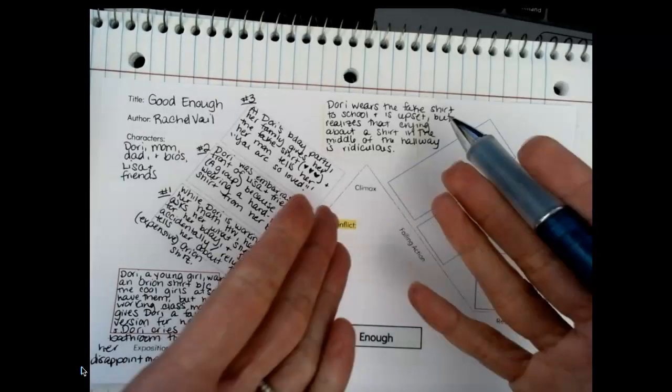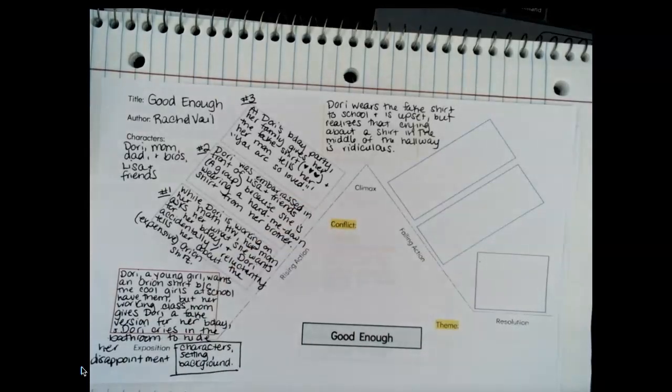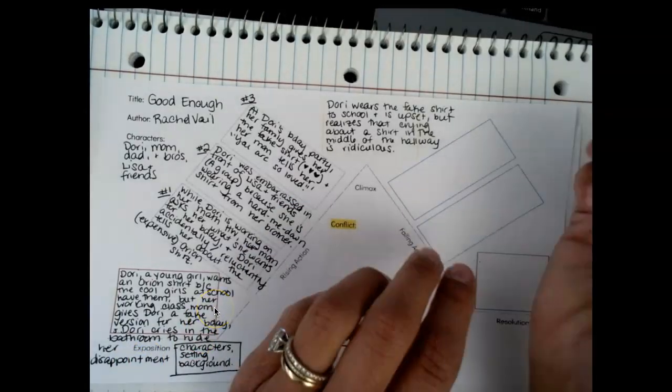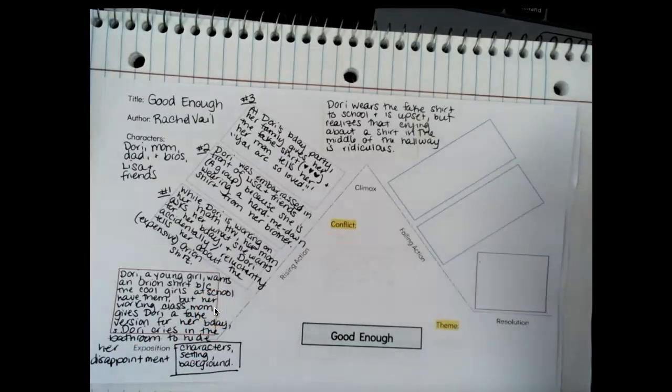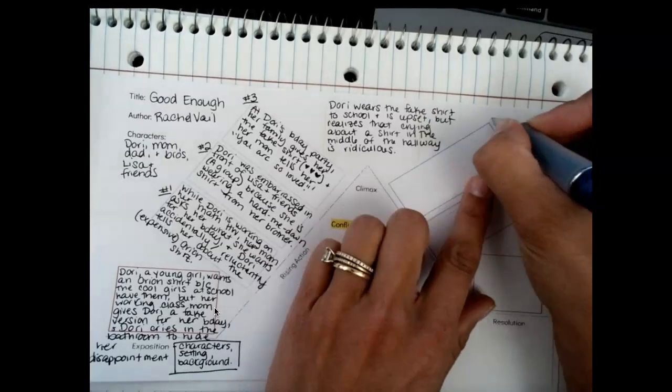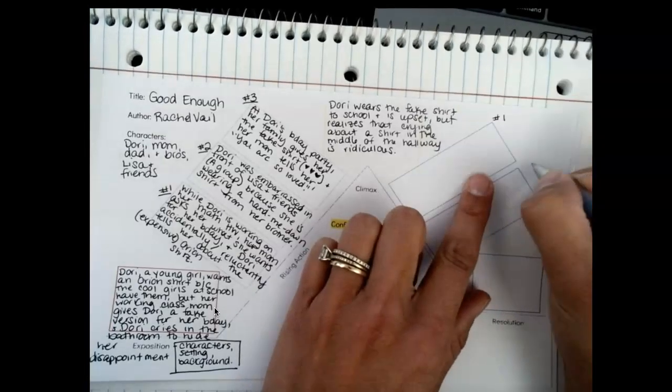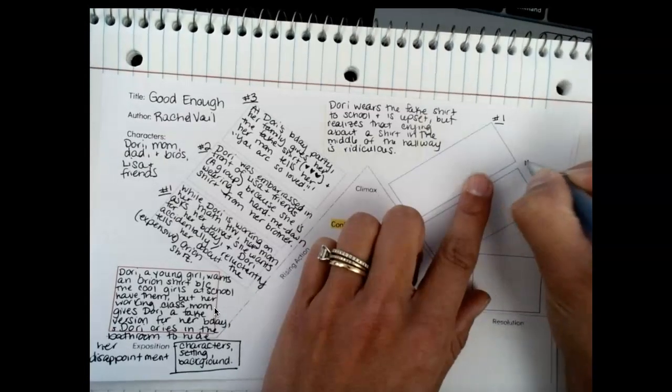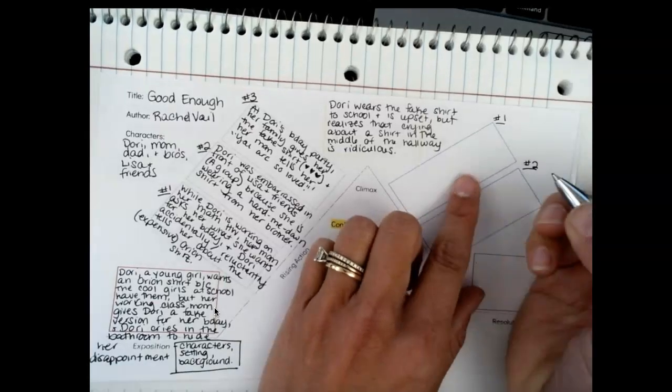All right, and then we know that we have our turning point in the story where Dory changes her mind about how she feels. So now we have to come up with 2 events that happen after that to be the falling action. All right, so there's not a lot that happens after that.